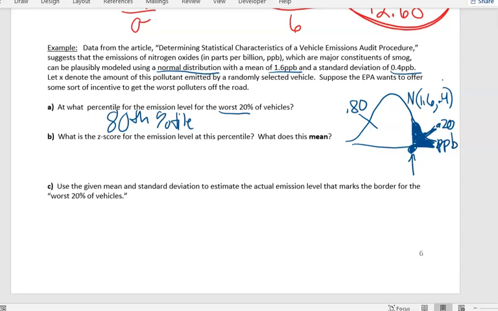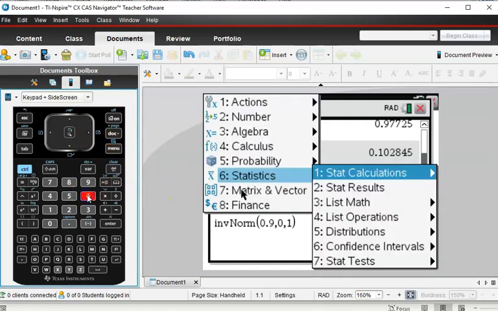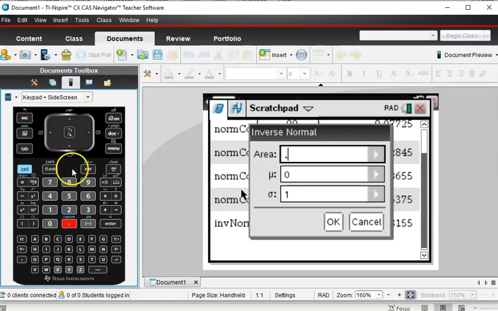What is the z-score for the emission at this percentile? If I'm talking about a z-score, remember that means my mean is 0 and my standard deviation is 1. If I'm looking for the z-score at the 80th percentile, that means I want 80% to its left. Since I don't know both boundaries, I'm looking for a boundary, I'm going to use my inverse normal command. So menu, statistics, distribution, number 3, inverse normal. I want 80% to the left. You tell me the z-score.